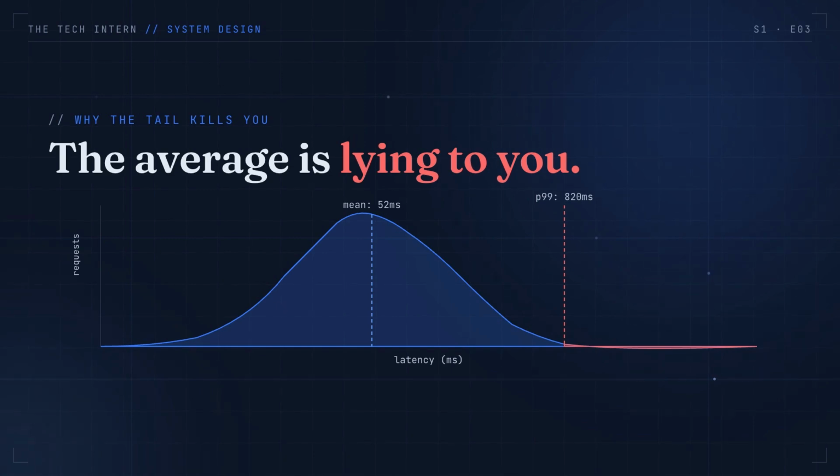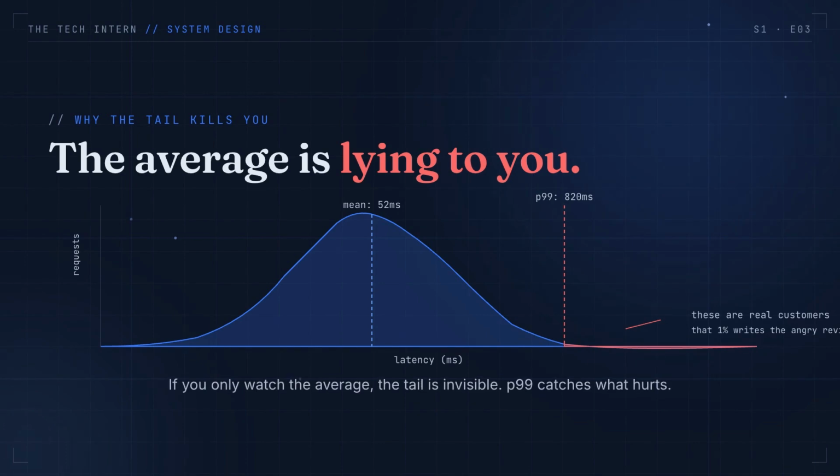P99 is out here at 820 milliseconds. That tail isn't a statistical artifact. Those are real users, real people. And they're the ones who leave the 1-star reviews. If you only watch the average, the tail is completely invisible to you. P99 is how you see it.